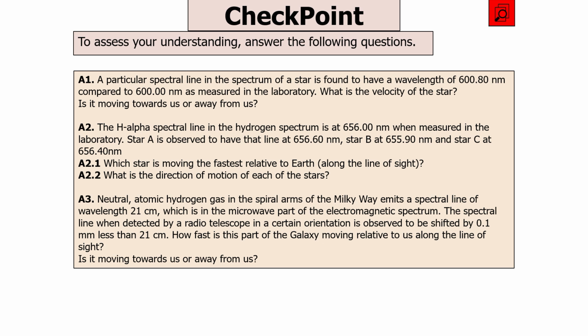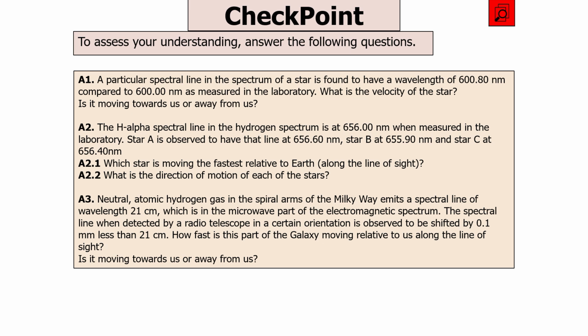The spectral line, when detected by a radio telescope in a certain orientation, is observed to be shifted by 0.1 mm less than 21 centimeters. How fast is this part of the galaxy moving relative along the line of sight? Is it moving towards us or away from us? So pause the video now, then unpause the video when you want to go through your answer.